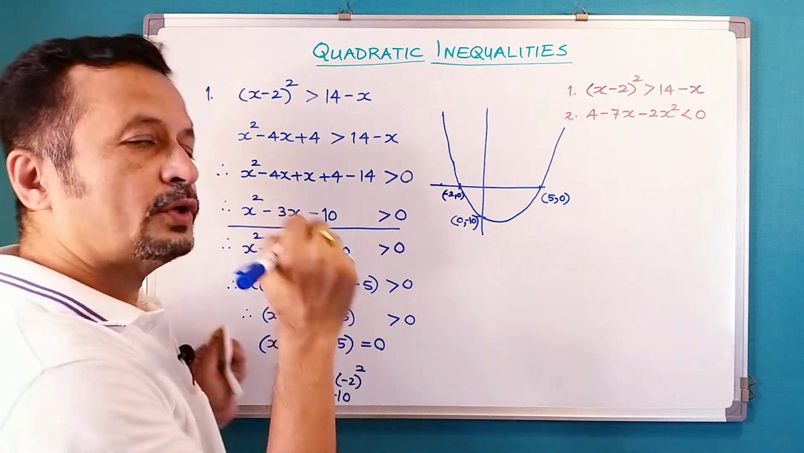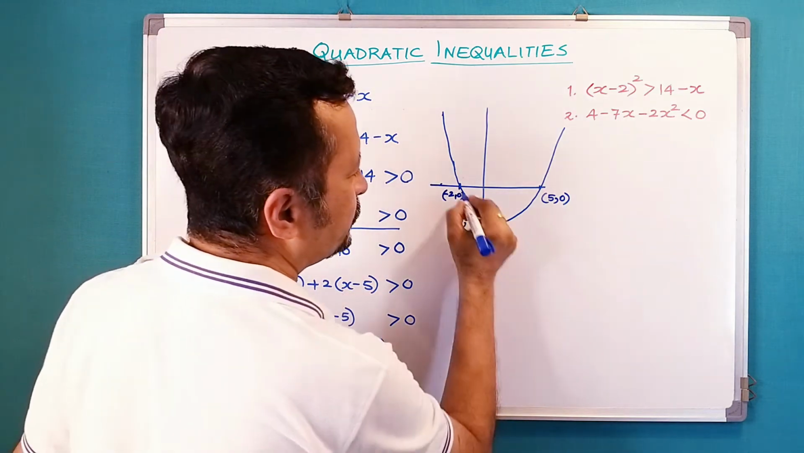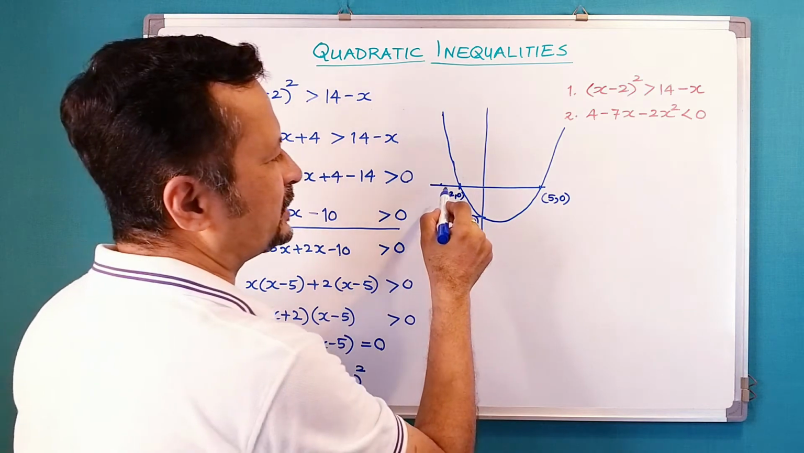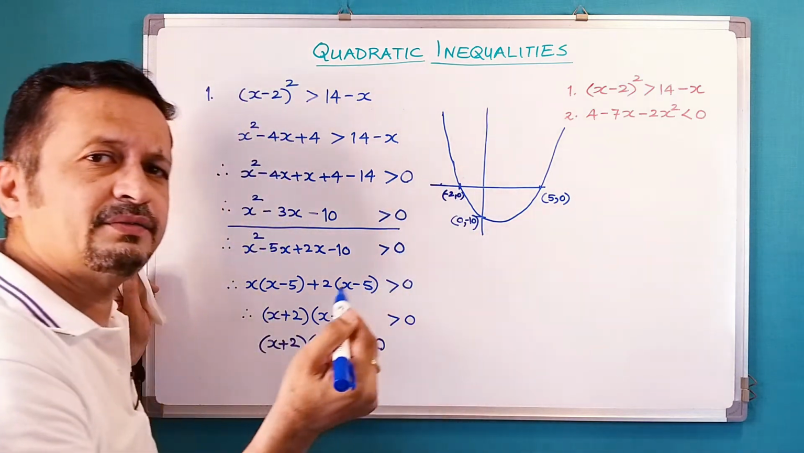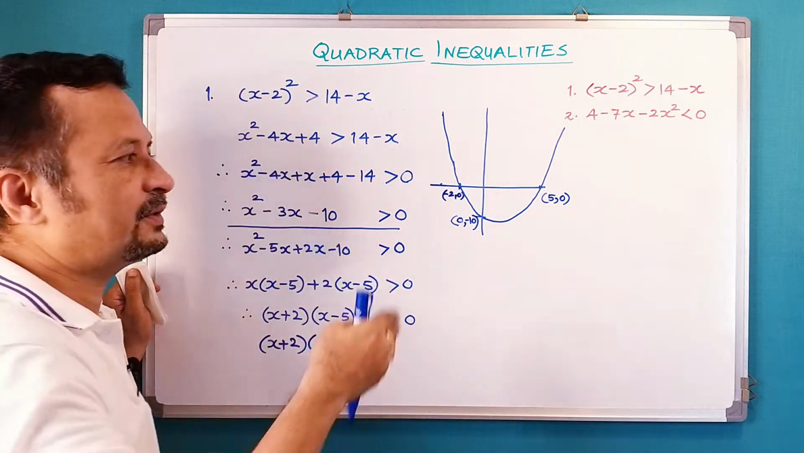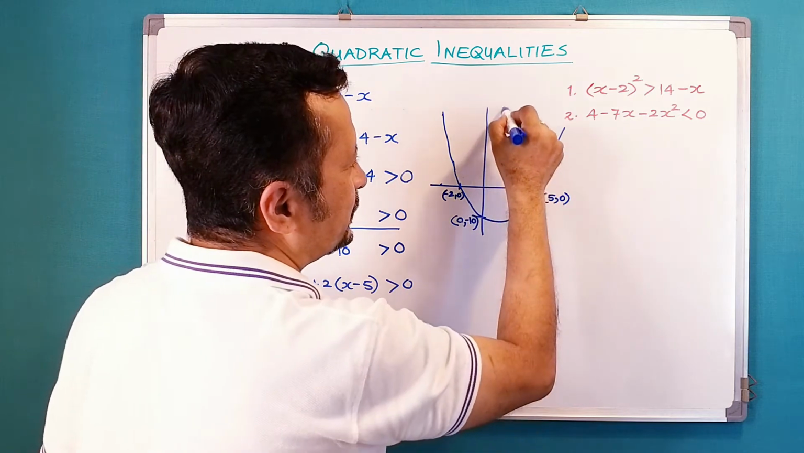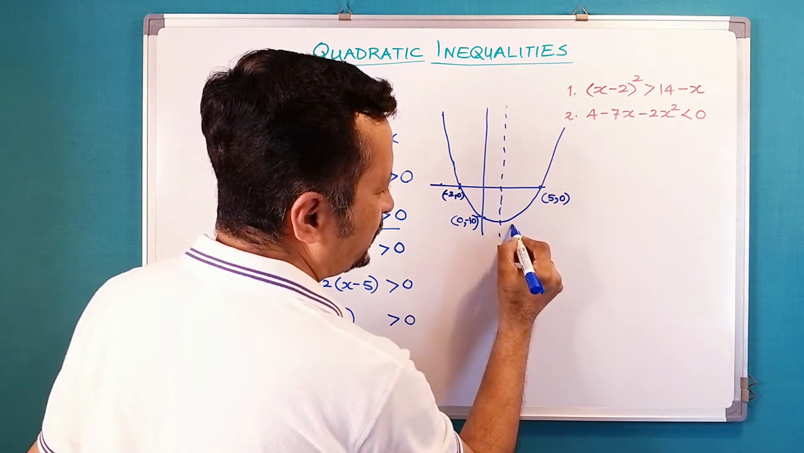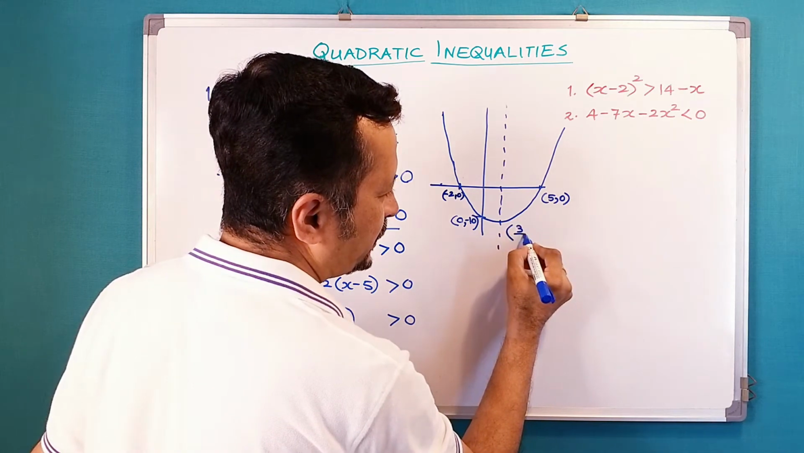What about the vertex? Now the vertex would be the midpoint of this. So the x coordinate of the vertex would be the midpoint of this. So it is -2 plus 5, that is plus 3, and divide by 2. So the x coordinate of this point would be 3 by 2.